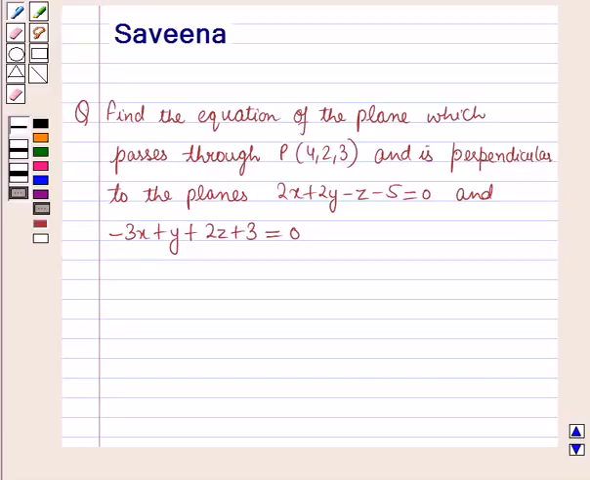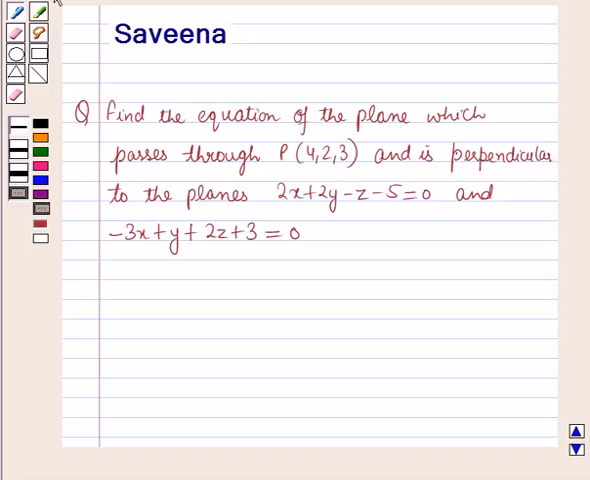In this session, we will discuss a question which says: find the equation of the plane which passes through the point P whose coordinates are 4, 2, 3 and is perpendicular to the planes 2x plus 2y minus z minus 5 is equal to 0 and minus 3x plus y plus 2z plus 3 is equal to 0.